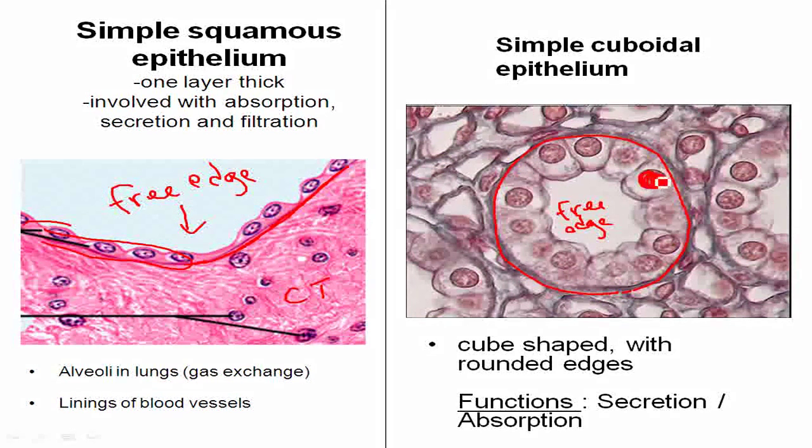Nuclei are going to stain darker. They're going to look like little round circles. So around that would be our individual cell. So it looks like a rounded cube, so it's cuboidal. We see the basement membrane, there's only one layer of cells, so it's a simple one. And usually these are found in areas where you want absorption and secretion.